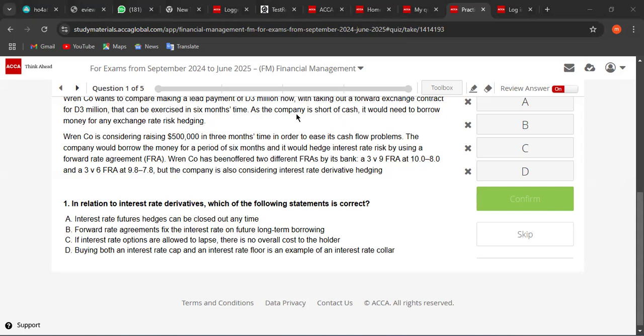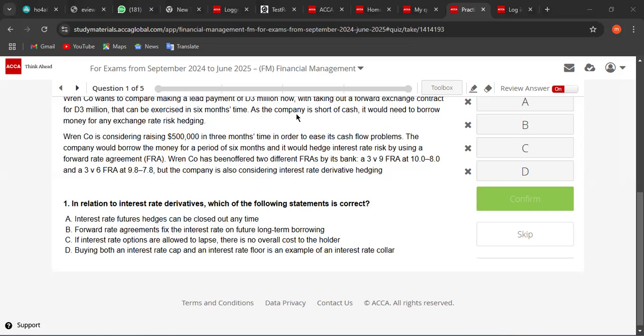If interest rate options are allowed to lapse, there is no overall cost to the holder. No, even if the option lapses, the holder still has to bear the premium cost. Buying both an interest rate cap and an interest rate floor is an example of an interest rate collar.